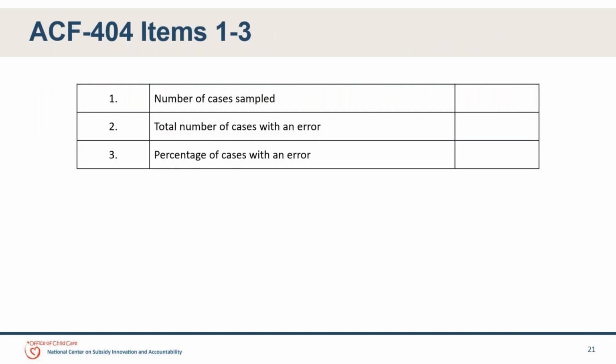So let's start with the first few items that are on the 404 report. As I go through, I'll use some hypothetical numbers as an example to illustrate each item. And let's just start with the very beginning. Number 1, this is asking for your total number of cases sampled, which is, I think, going to be 276 for everyone.